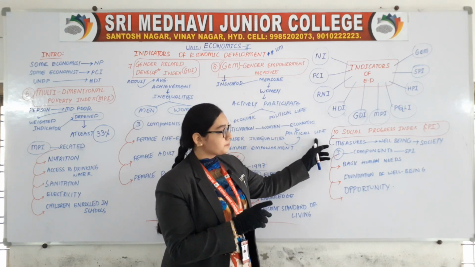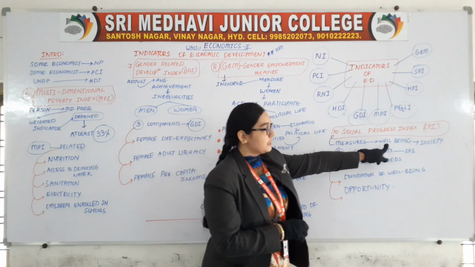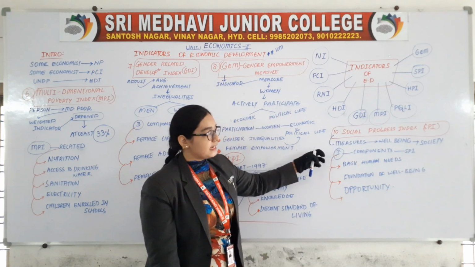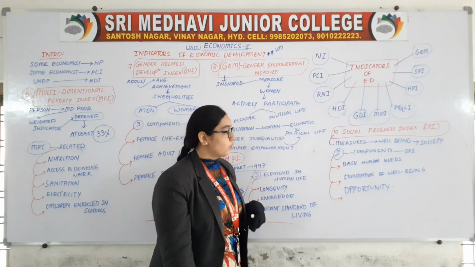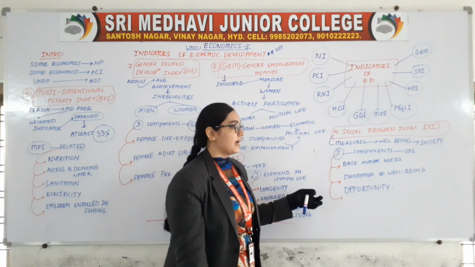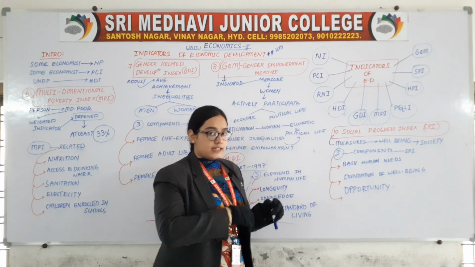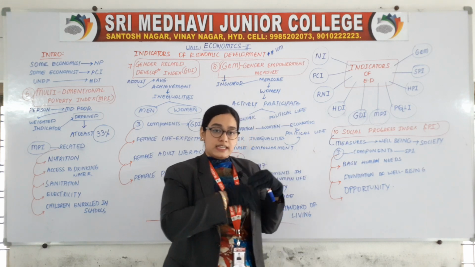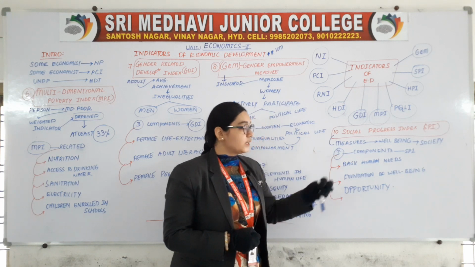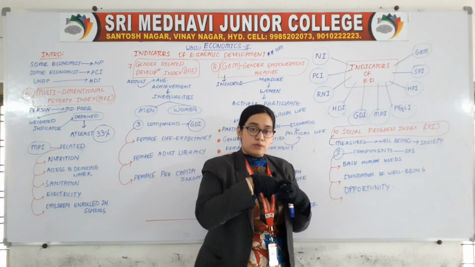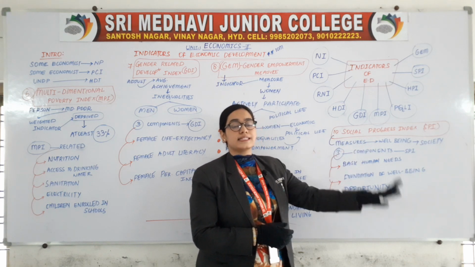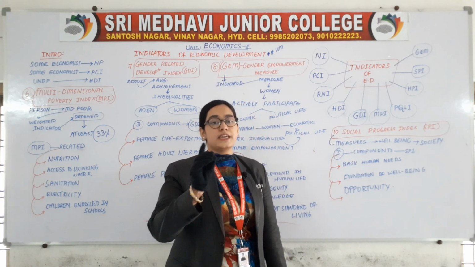This will measure the well-being of a society, and there are three components of SPI. What are those? Basic human needs, foundation of well-being, and opportunity. Whether we are getting equal opportunity or not, whether equality is there or not, sustainability is there or not, foundation of well-being, whether you are getting equal freedom and rights, depends upon this Social Progress Index, that is SPI.